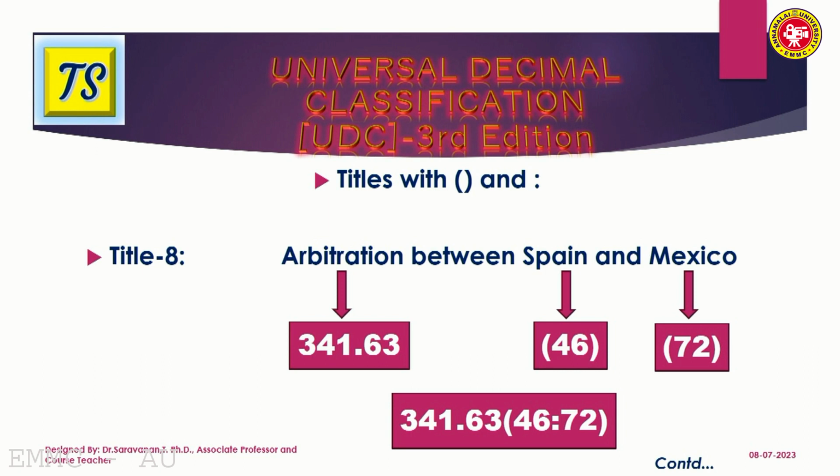In the previous titles, we used plus signs where the relationships do not exist, for consecutive and non-consecutive items. But in this title, the relationship exists. The title clearly says the relation between Spain and Mexico. Here, the colon sign must be used. Plus should not be used.